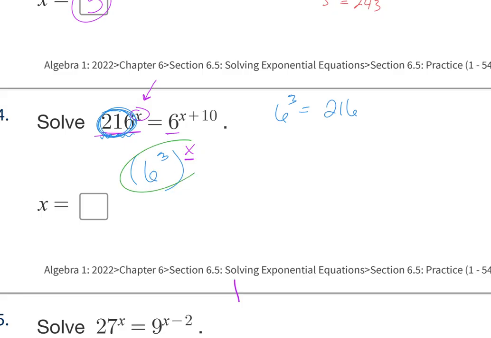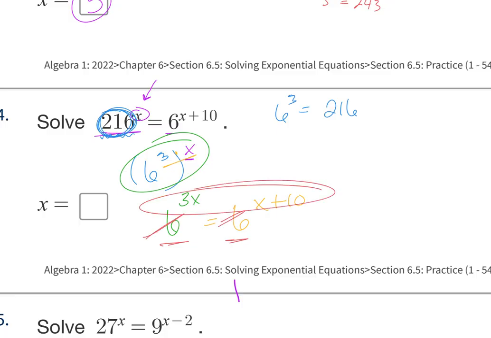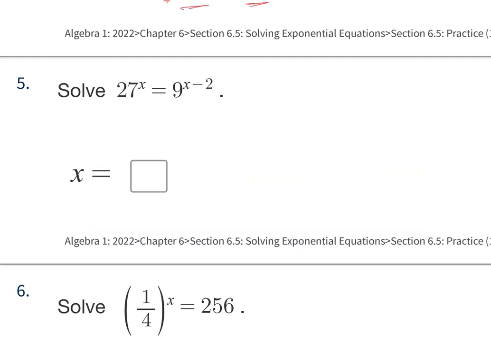So now we can rewrite this whole thing to be 6 to the 3x power. How come? Because when you raise a power to a power, you multiply the powers. And now our bases are the same, so we can ignore them and just do 3x equals x plus 10, subtract x, divide by 2, and x is 5.